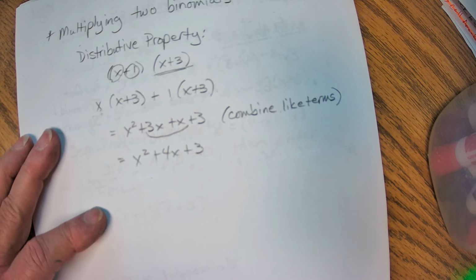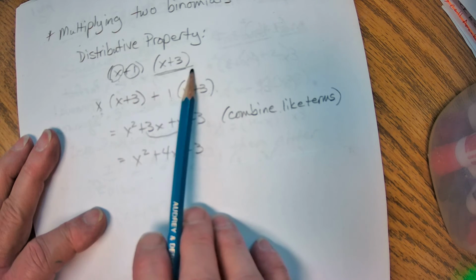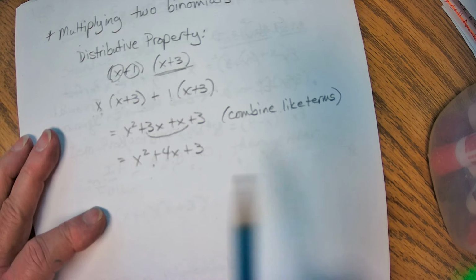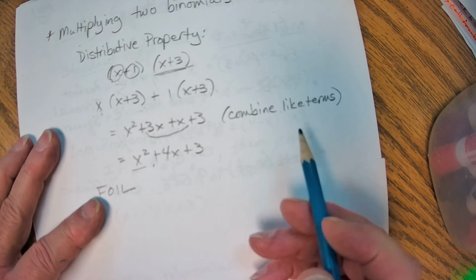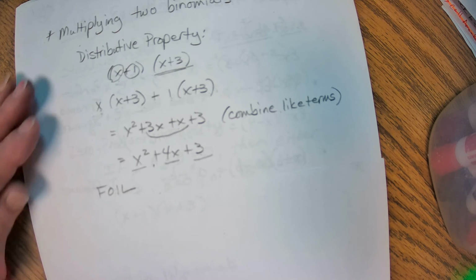So notice that when you multiply two binomials, you get a trinomial as your product. And in the future, we'll refer to this as the first term, the middle term, and the last term, okay? So you also might remember learning about FOIL.